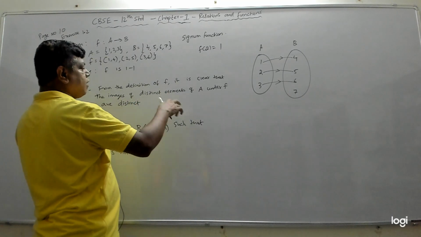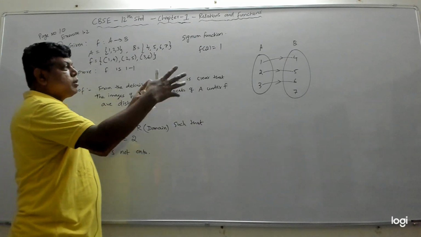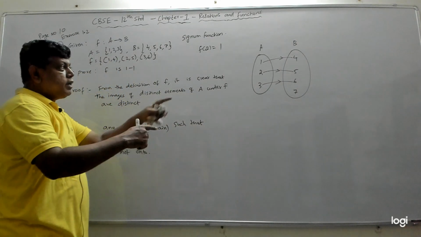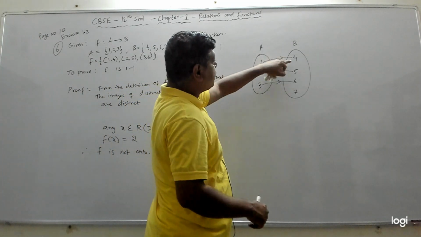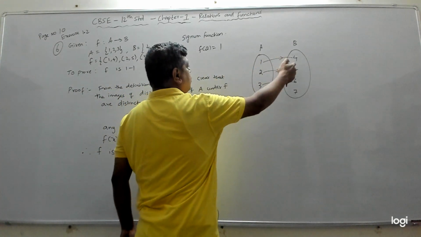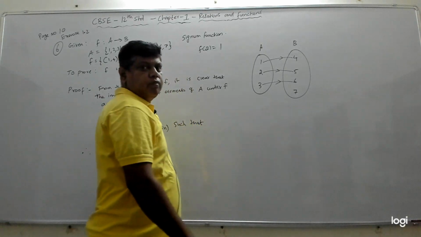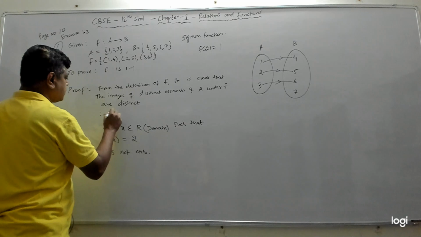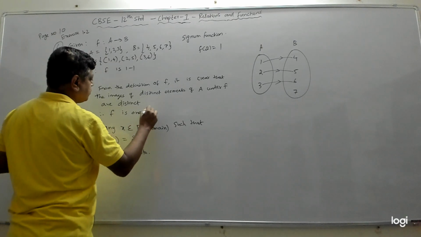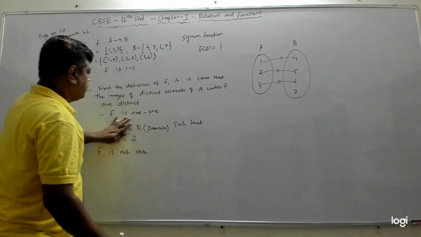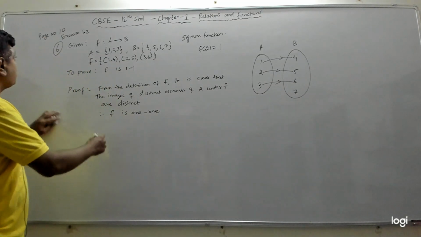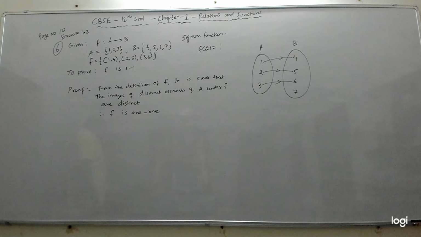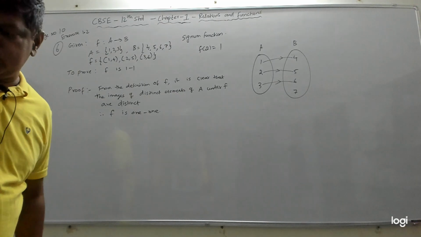Which means different elements have different images. If different elements have the same image, then it is many to one. These are different elements, and they have different images. Image of 1 is 4, image of 2 is 5, and image of 3 is 6. Therefore f is 1 to 1. So that is a proof for the sixth problem.